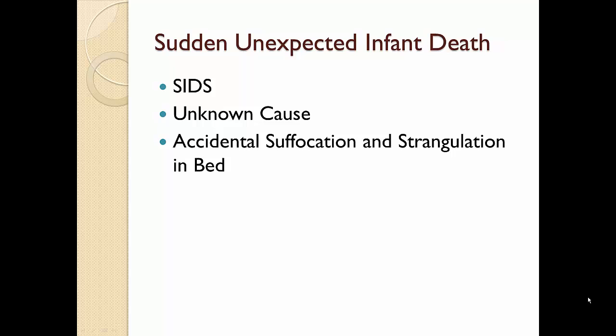Unknown cause is a sudden death, but a thorough investigation was not conducted, and so a cause of death could not be determined. And then accidental suffocation and strangulation in bed has to do with placing the baby in an unsafe sleep environment. There is great disparity among the races for instances of SUIDs, more specifically SIDS.